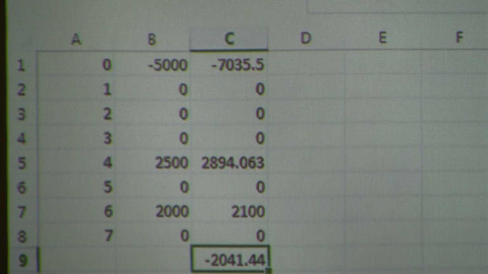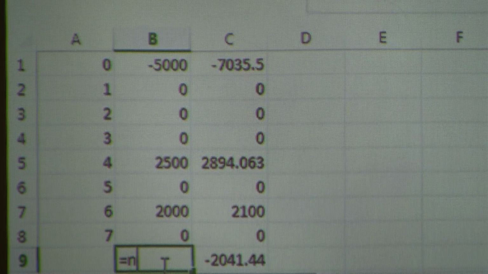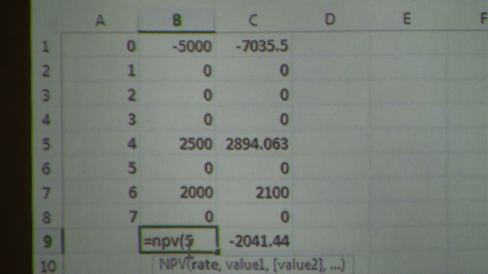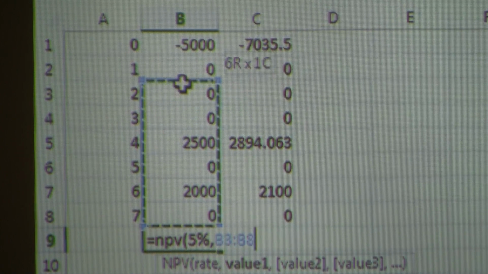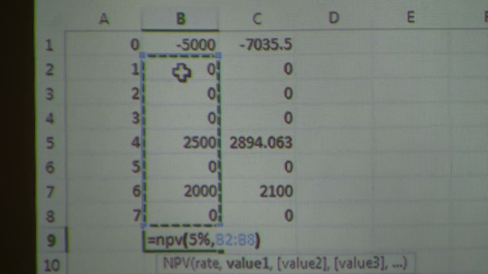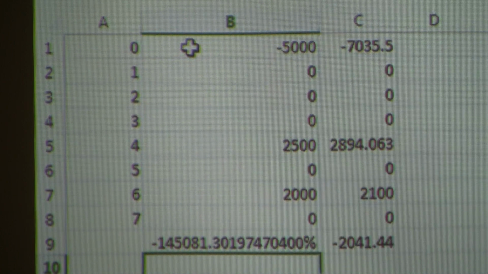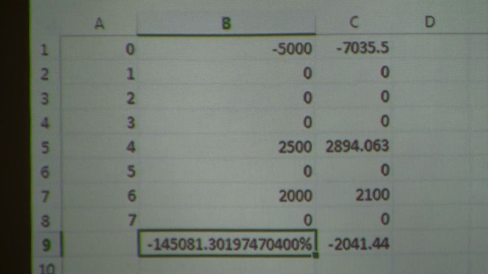So the other way of doing it would be to use the net present value formula, which I'm going to do underneath here, equals NPV. My rate was 5%. And I need the range of cells that I'm concerned with, that's these. And then I'm going to add to it my value from year 0.